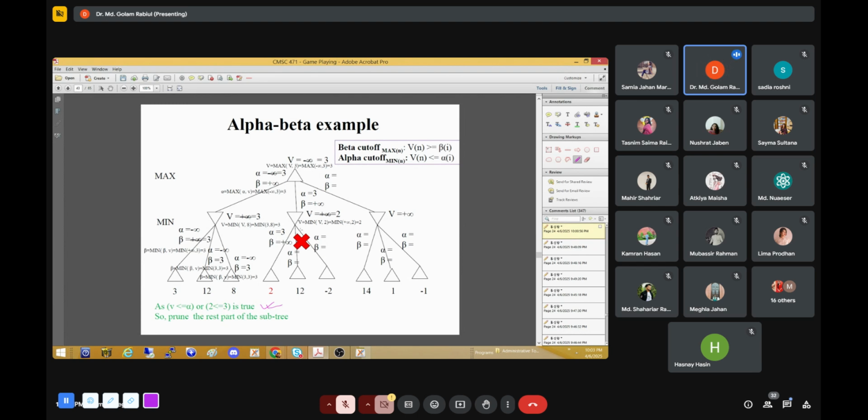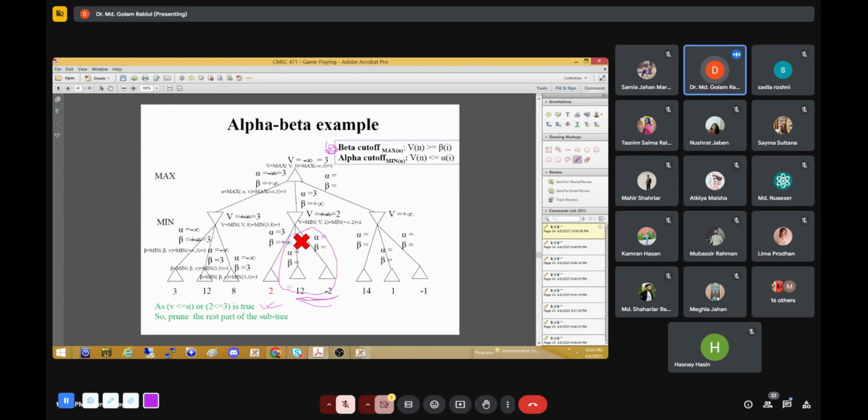Pruning means no need to explore the other branches of this tree. These are the sub branches, so we have to cut them off. No need to consider others. And why no need? Because already we got 3 in the max stage, and from here we got the minimum, that is 2. Whatever the other values we get here, the 3 will not be replaced by this 2. That's why no need to explore the other nodes of this branch.